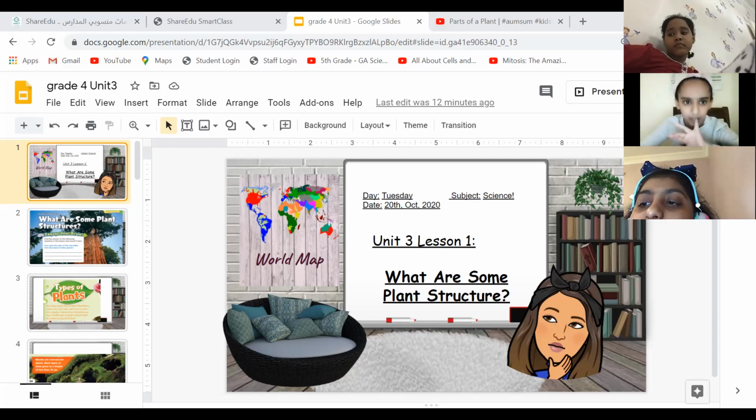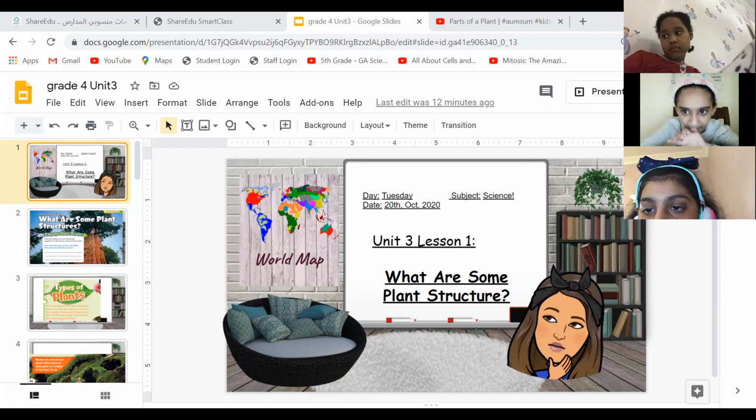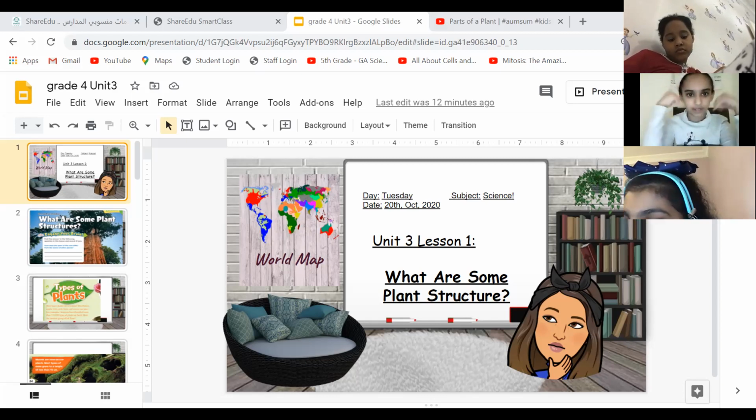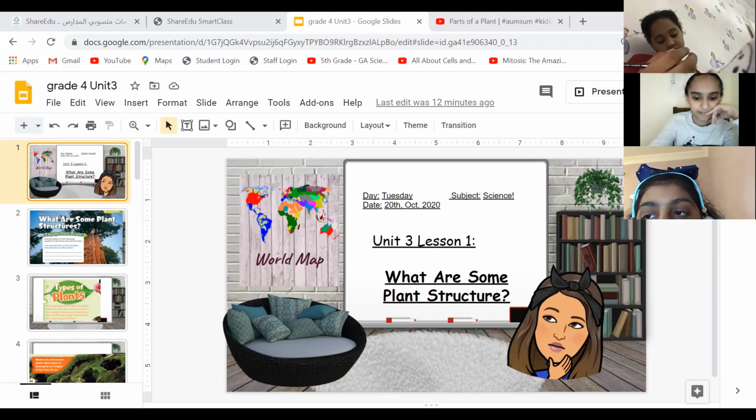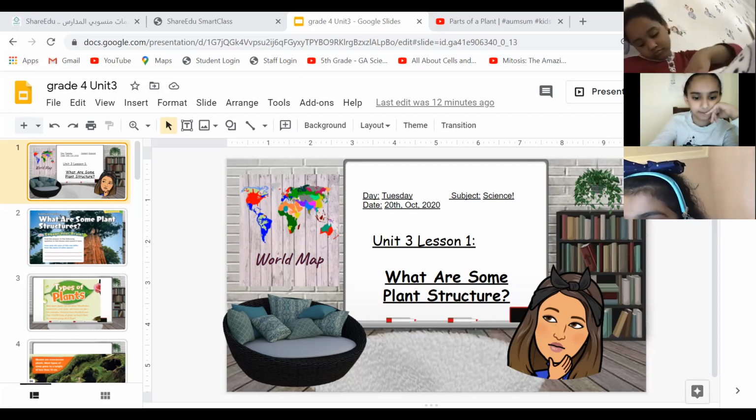Now, Lynn, can you tell me what is the function of the root? Function of the root. Why is it important? So it can make the plant stay. Excellent. It anchors the plant in the ground. What about water? Does it absorb water? Yes. Okay, good.